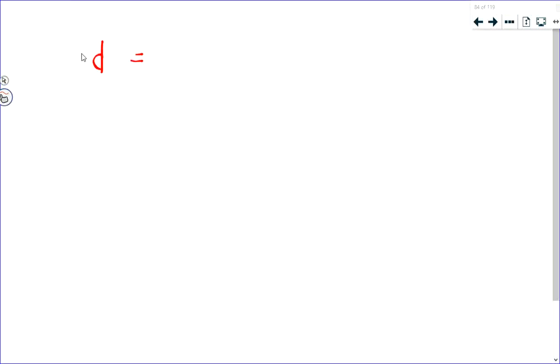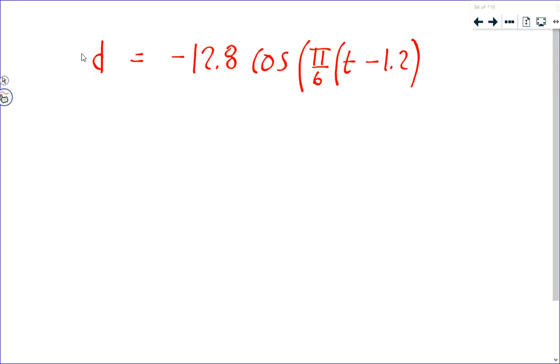The depth of water in a harbor is negative 12.8 times cosine of pi over 6 times the quantity t minus 1.2, plus 16. All right?